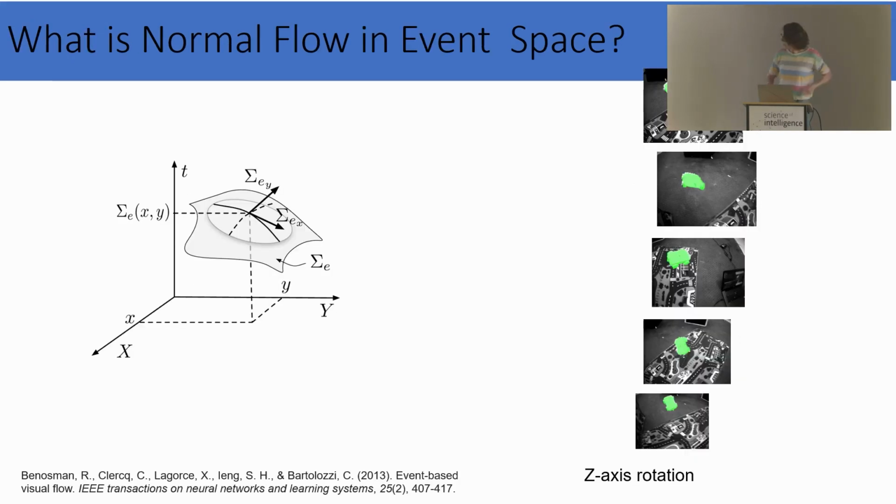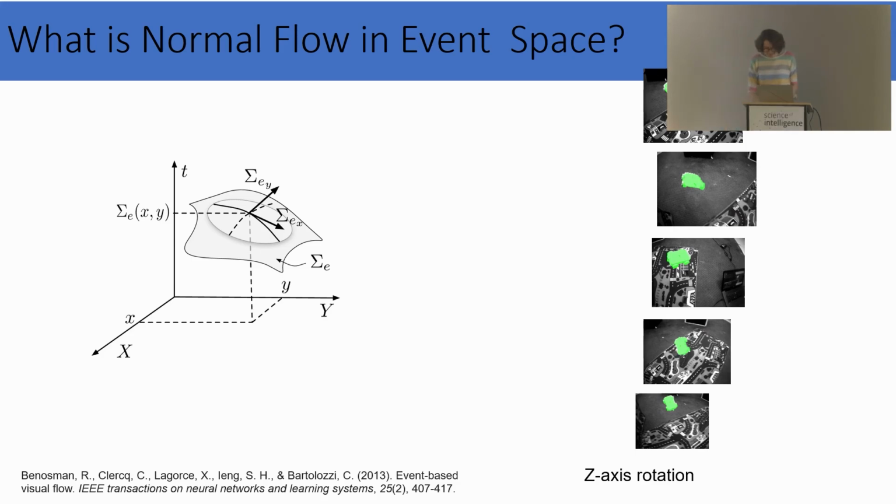So, since I said the principle, let it be simple, what can we do? We can do, and let us do this in event space. We have done normal flow before in vision space. What is it in event space? Ben Osman wrote the first paper.